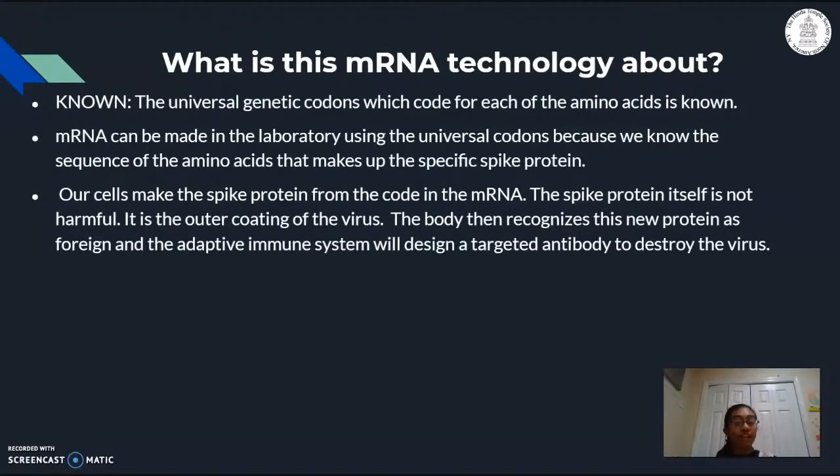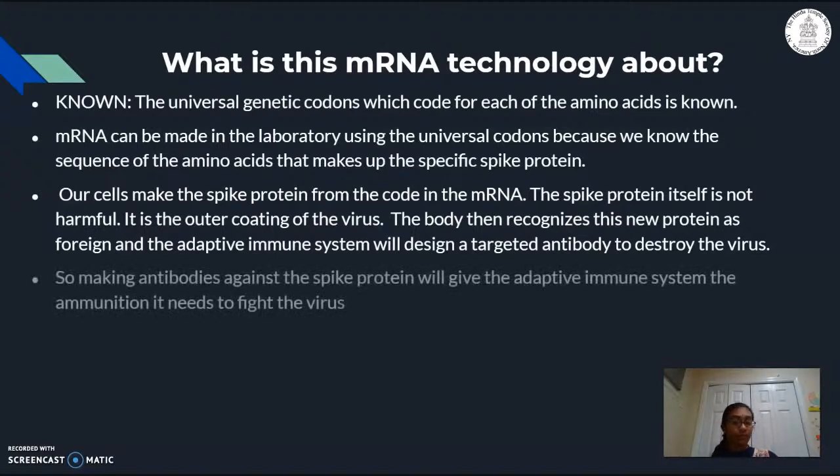The body then recognizes this new protein as foreign, and the adaptive immune system will design a targeted antibody to destroy the virus. So making antibodies against the spike protein will give the adaptive immune system the ammunition it needs to fight the virus.